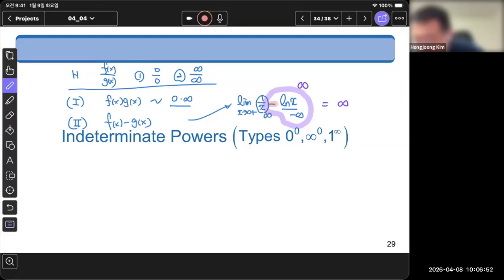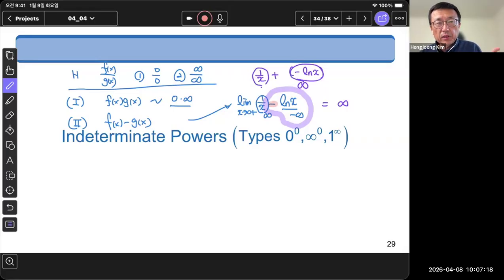Okay. There is no room to apply L'Hopital's rule in this case, because if I rewrite the expression as 1 over x plus negative ln x, that is the sum of two functions, and both functions diverge to plus infinity, not infinity minus infinity type. Okay, both are increasing. So we cannot apply L'Hopital's rule for such a problem.